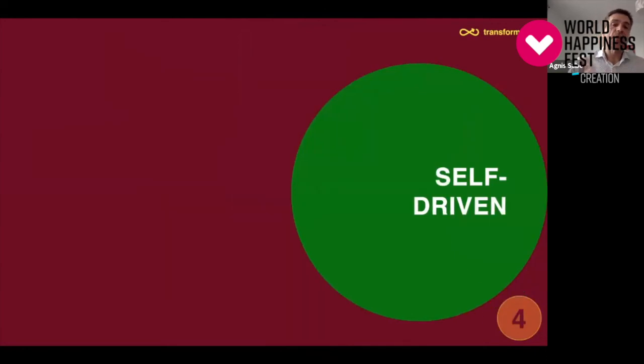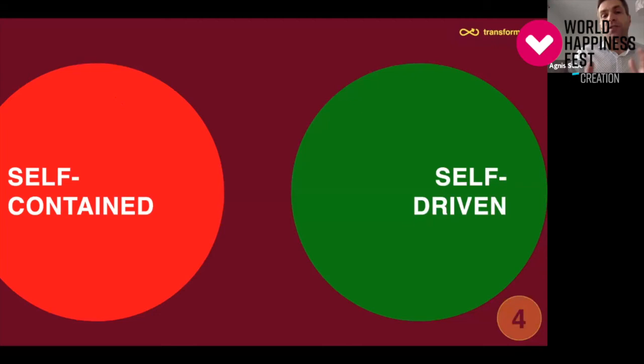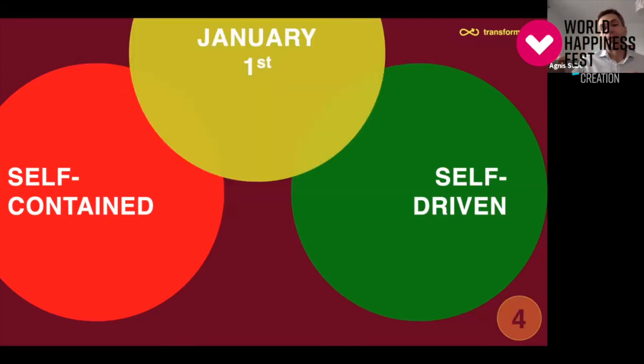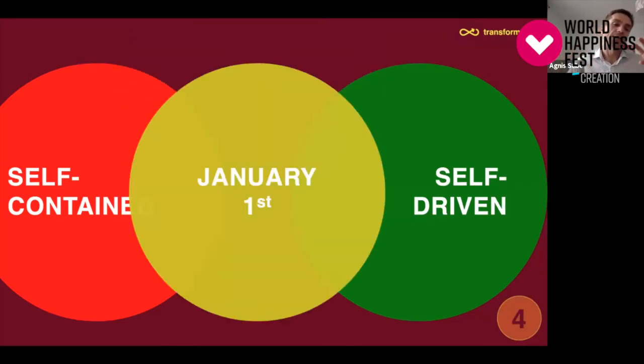So whichever behavior we take, or whichever aim, there are always self-driven people. They can achieve that. They are self-contained. Then there are those who will say, no, I'll never do it. And then there are January 1st people who are willing to change, but not always successful. And we just want to help them.